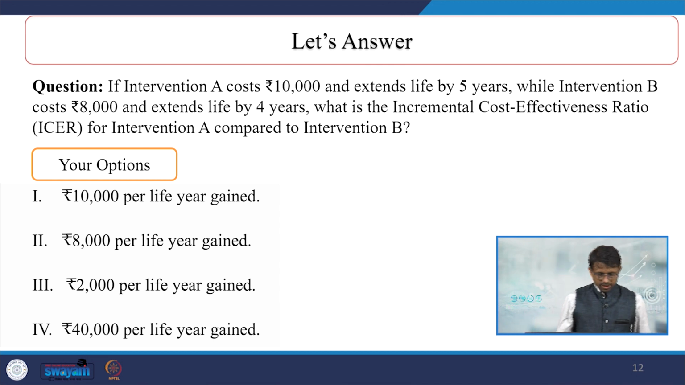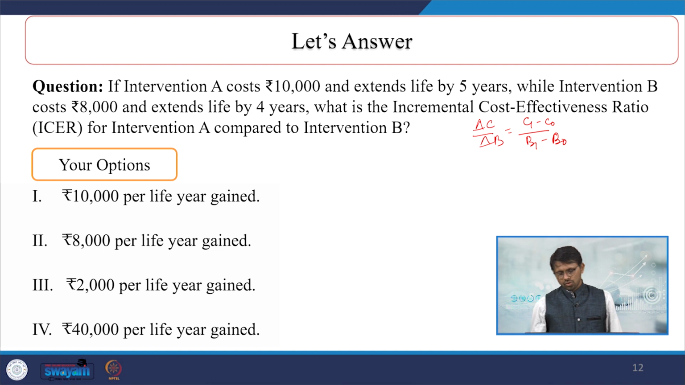You can try this answer. I'll just clarify and give you certain hints. We know that the cost-wise, it has to be answered through delta C by delta B. Okay, so this is C1 minus C0 divided by B1 minus B0.